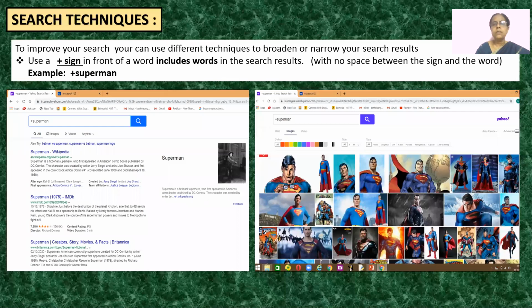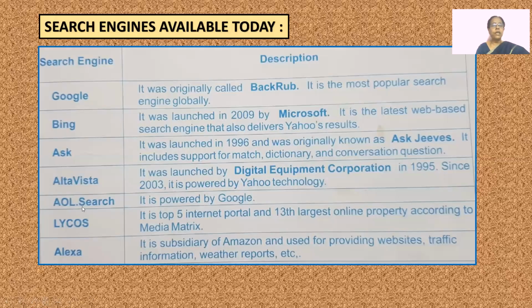Then you have AOL Search. This is powered by Google. Then you have Lycos. Lycos is a top 5 internet protocol. It's the 13th largest online property according to MediaMax. You know what a protocol is, like FTP, file transfer protocol. Lycos has different types of protocols to do different types of work. So they have the top 5 internet protocols, and it's the 13th largest online property.